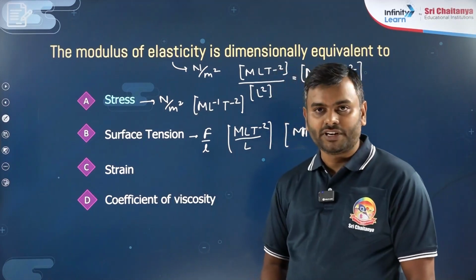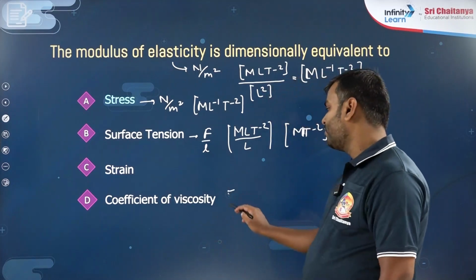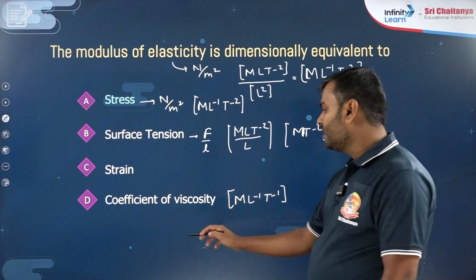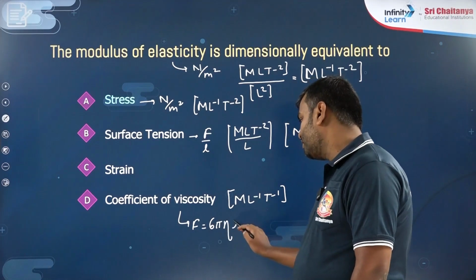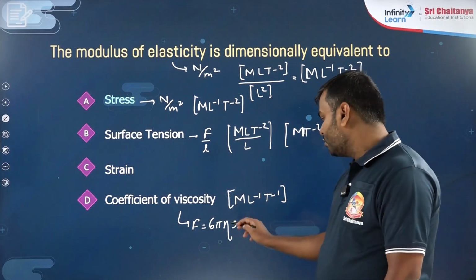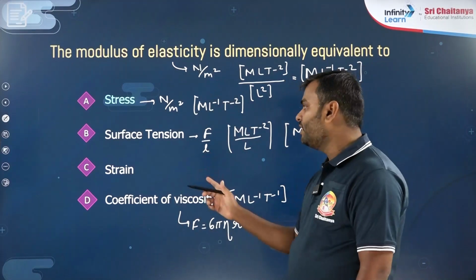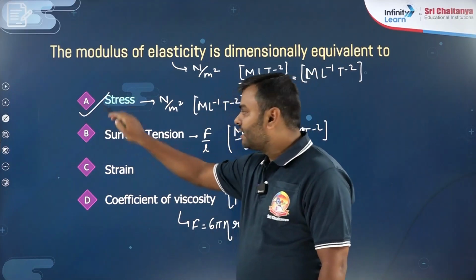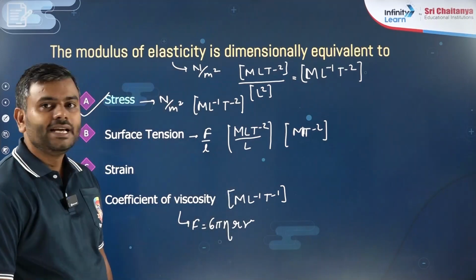Strain is a dimensionless quantity. Okay, it is unitless as well as dimensionless. The coefficient of viscosity has the dimensional formula ML^-1T^-1. How can we calculate it? You can use the relation F equals 6 pi times coefficient of viscosity times R times terminal velocity, and from there you can calculate the dimensional formula. So out of these four quantities, the only quantity having the same dimension as the modulus of elasticity is option A, which is stress. Hope you have understood that. Very simple question. Let's move ahead.